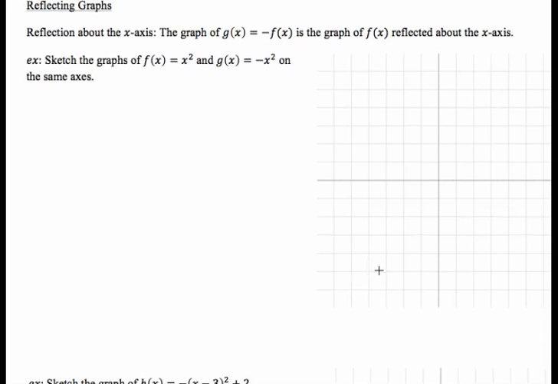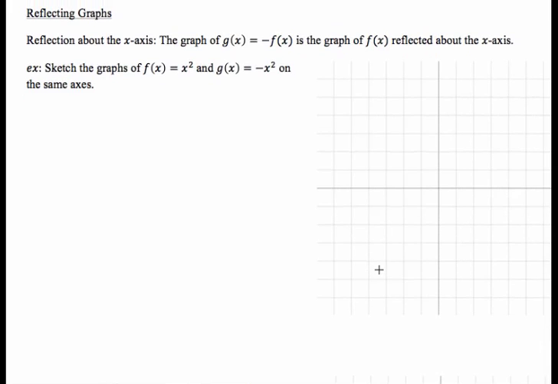Okay, let's look at one other type of what's called a transformation, and that is reflection. Okay, the graph of the negative of f of x is the same as the graph of f of x, except it will be reflected about the x-axis. Okay, this horizontal axis, remember, is your x-axis. So sort of view it as like a mirror line. Okay, what we're going to do is flip a graph over that.